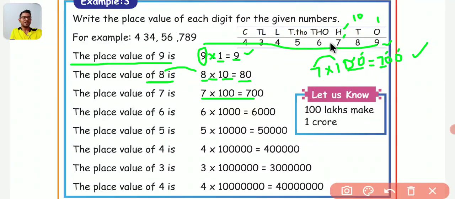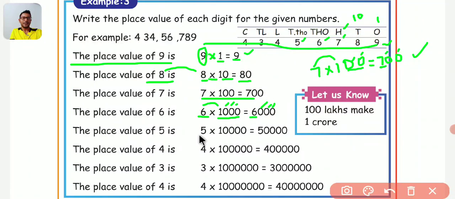So the place value of 6 is 1000. You have to write the 6 and the place value 1000. You put the cross mark, 6 cross 1000 is 6000. If you don't know how to multiply it, you just multiply 6 ones. 6 ones are 6. Then you count the remaining zeros, 1, 2, 3, and you write the zeros after 6.